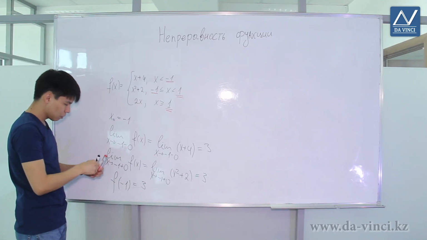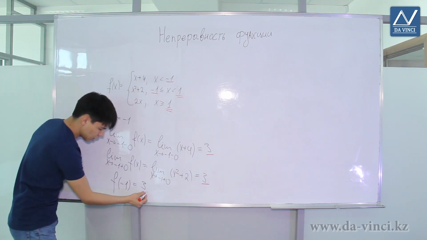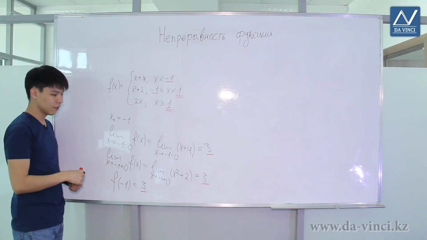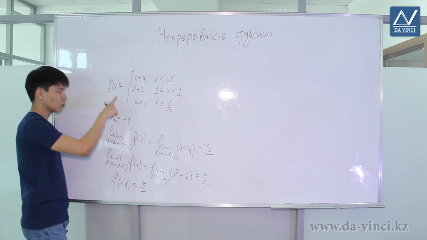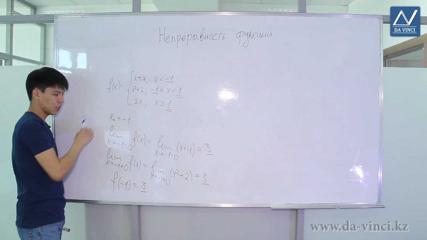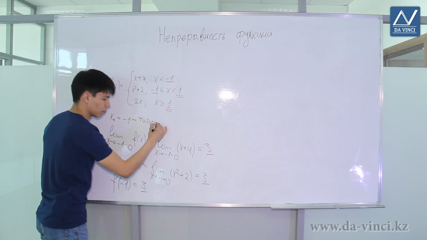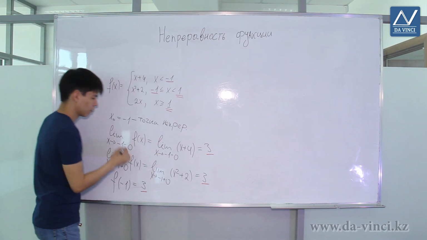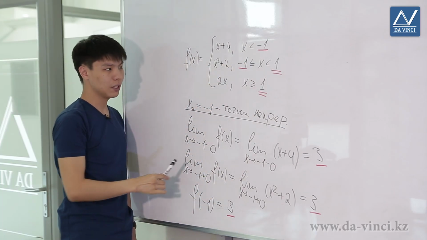So we have a left limit, a right limit, and the value of the function at the point -1. All values turned out to be equal to each other. If they are all equal, then by definition the function f of x at -1 is continuous. That is, x equals -1 is a point of continuity. So at the point -1, we have a continuous function.